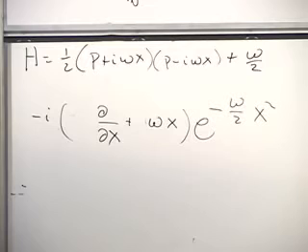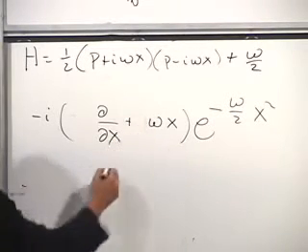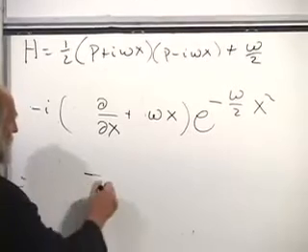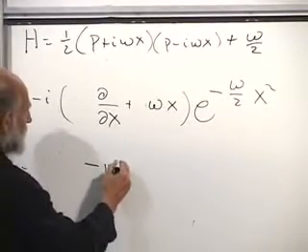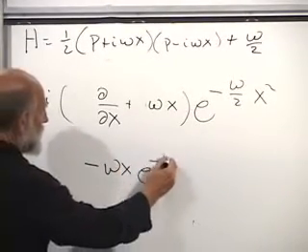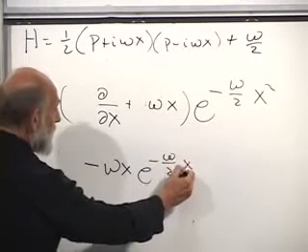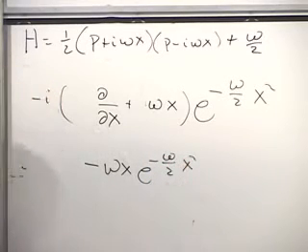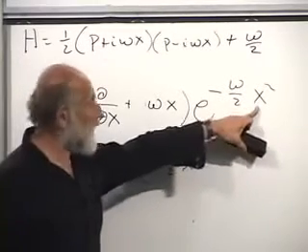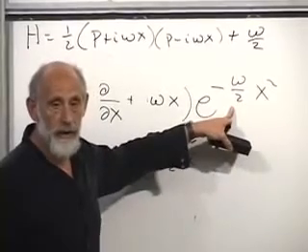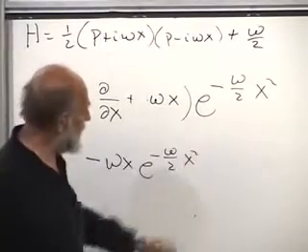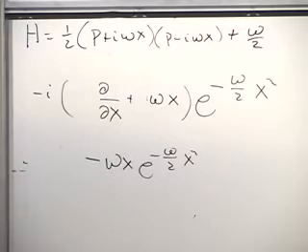Anybody, let's see, can I remember? It just gives us minus omega x e to the minus omega over 2 x squared, right? No. Differentiating the x squared gives me a 2, and that eats this 2 here. Right? Okay. No, no 2.